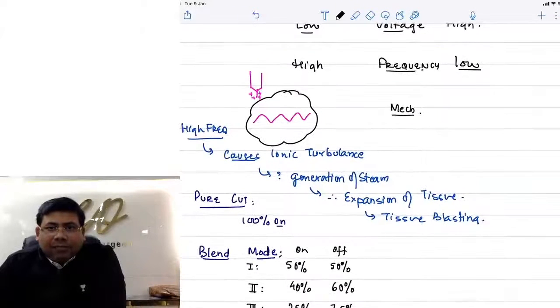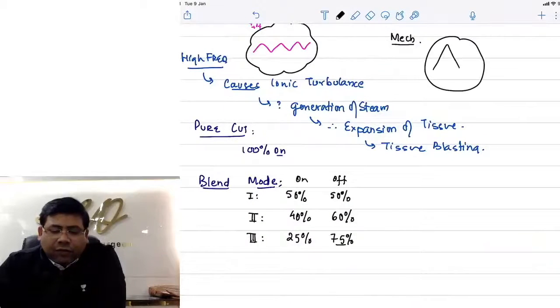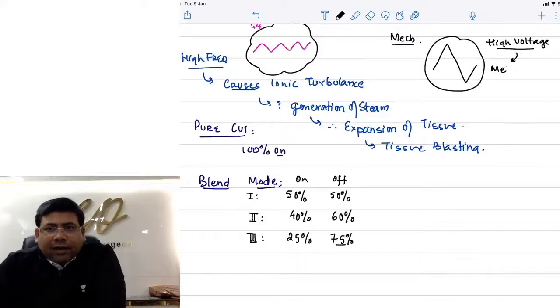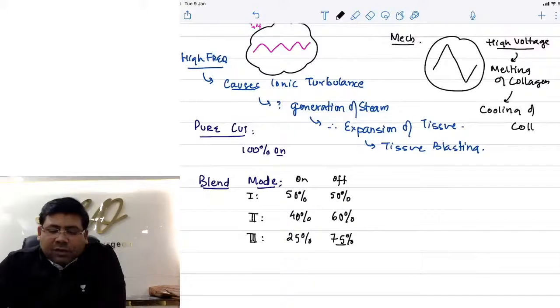When you talk about the mechanism of the coag, what is the mechanism? The current flows in low frequency but high voltage. Because of the high voltage, there is melting of collagen, which could be converted into steam, but then the current goes off. Because of the low frequency, the current is off, and therefore this collagen cools. Once there is cooling of collagen, what will happen, students? This will re-solidify, and when it re-solidifies, this is going to result in a scar.